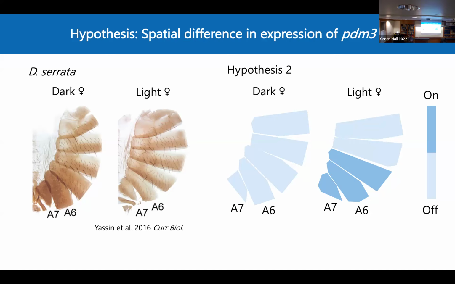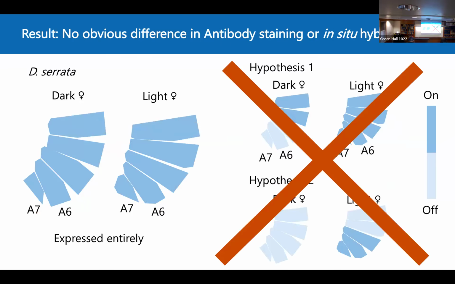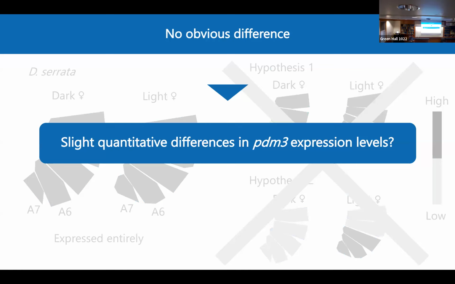So both hypotheses assume that there is a spatial difference in the expression of PDM3. So I examined the hypothesis by antibody staining and in situ hybridization. What I found is there's no obvious difference in expression pattern. The PDM3 gene was expressed entirely, and there's no spatial difference in expression pattern. So it's possible to hypothesize that there might be slight quantitative differences in the expression levels.